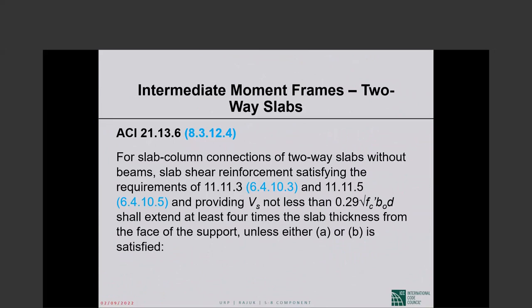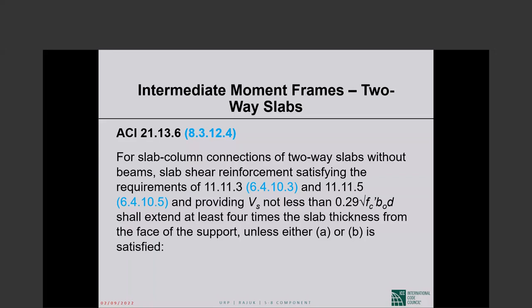This is the section 21.13.6. Okay, I keep on saying extremely. This is about the best thing we have done for flat plates. For as long as I remember, this section for slab column connections of two-way slabs without beams.